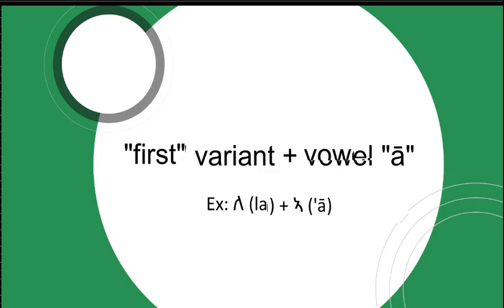Hope you have mastered the first variants. And now let's see one example. La plus A, we get the voice la. This la is the fourth variant.